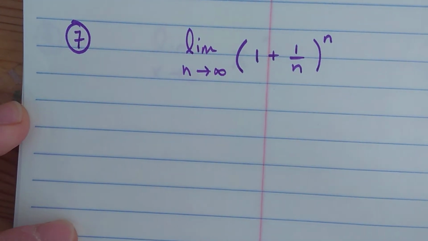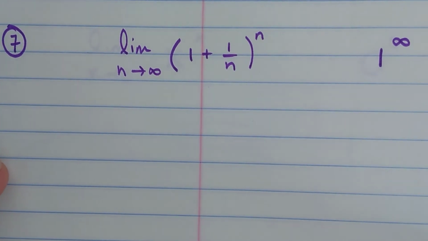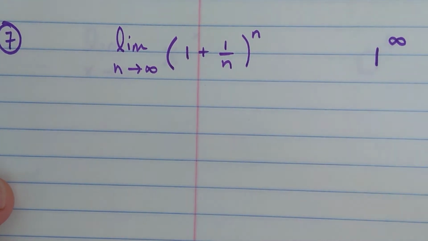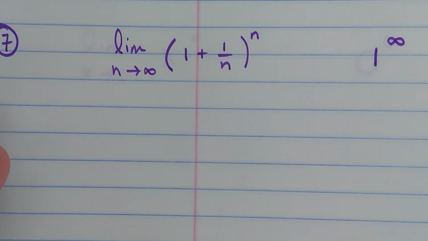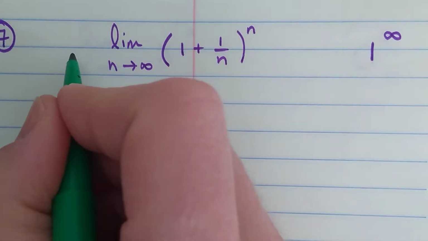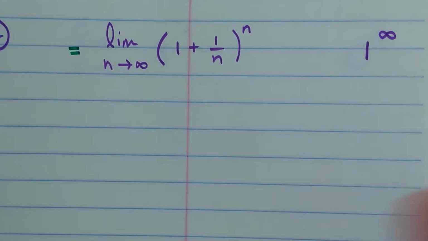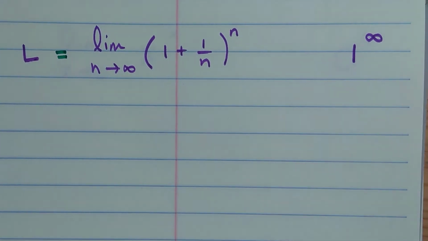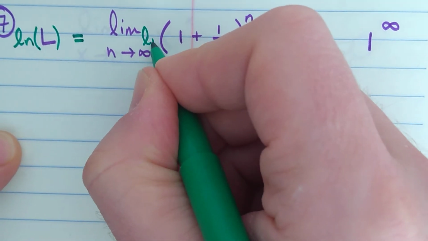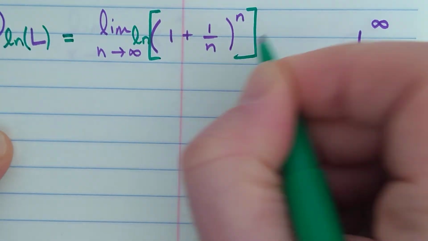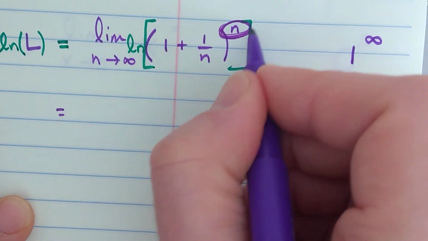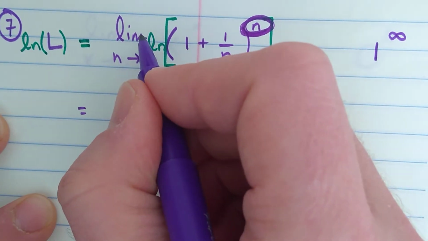I'm going to go back to number 7 now. In number 7, we have the same game. We plug in the infinity, and what we end up with is 1 to the infinity, which is not the form we need for L'Hopital. Anytime you have this situation and you have an exponent, I want you to call the other side L, and then take the natural log of both sides. What that does is it allows us to take this exponent right here and bring it in front.